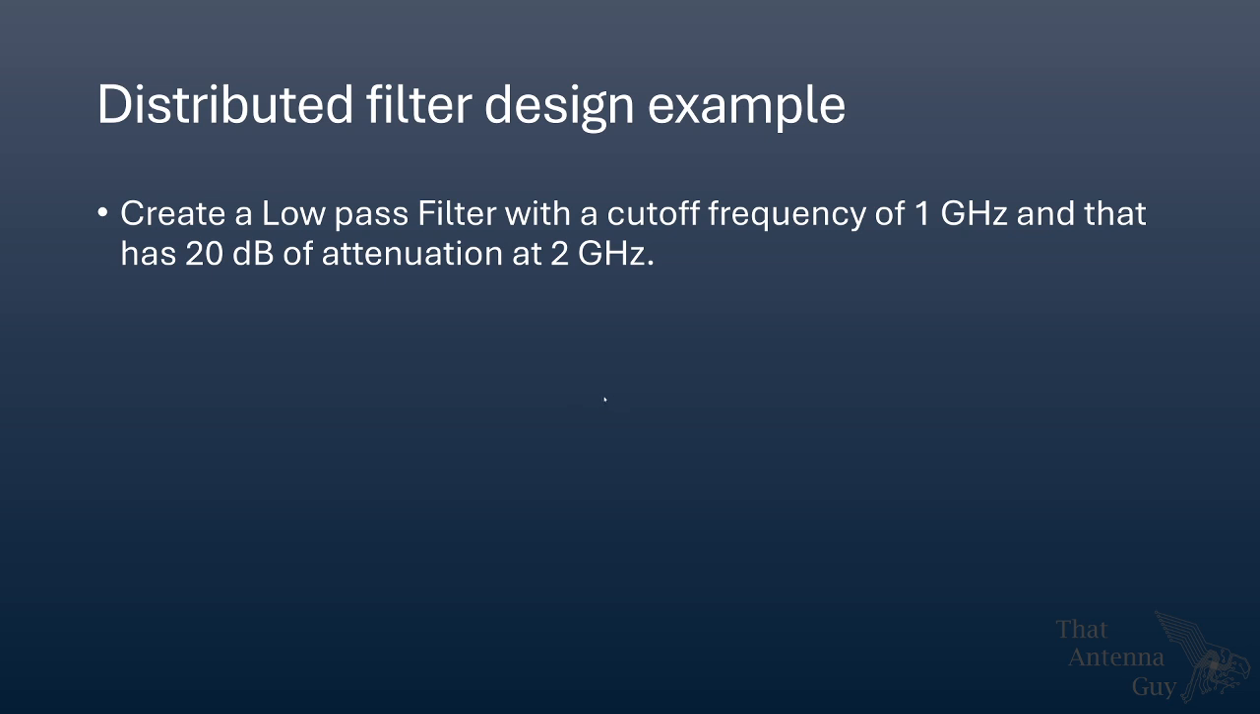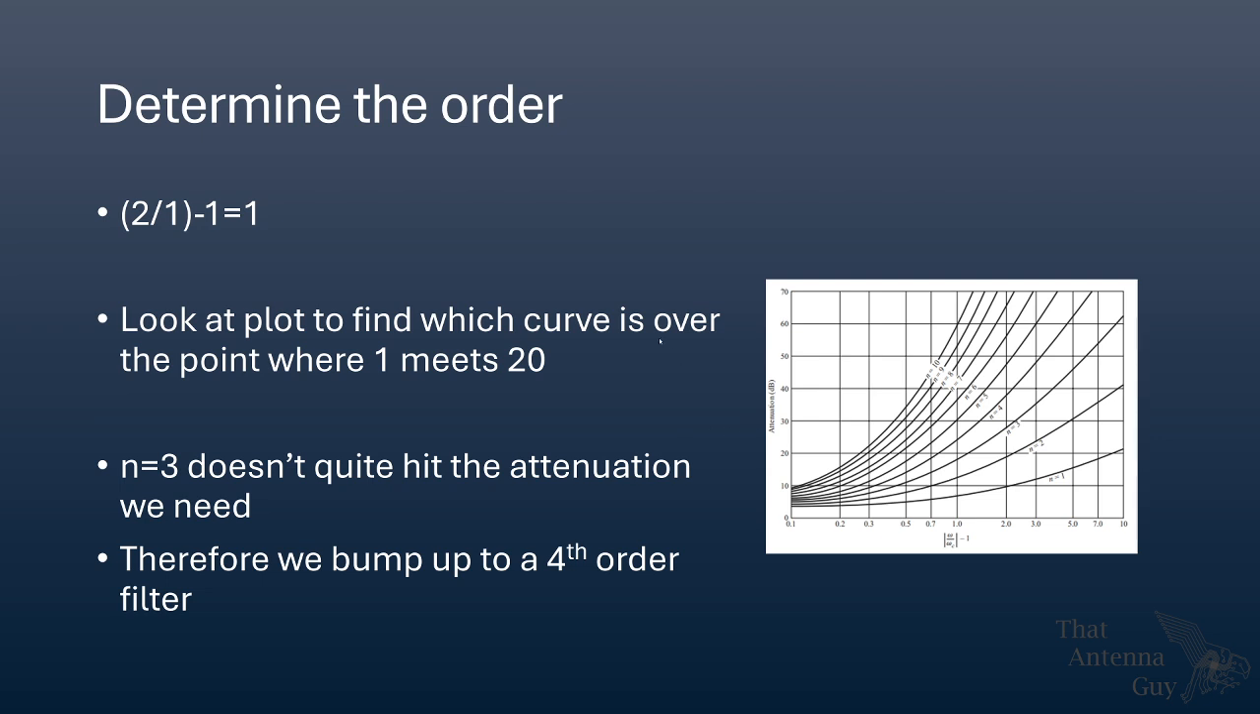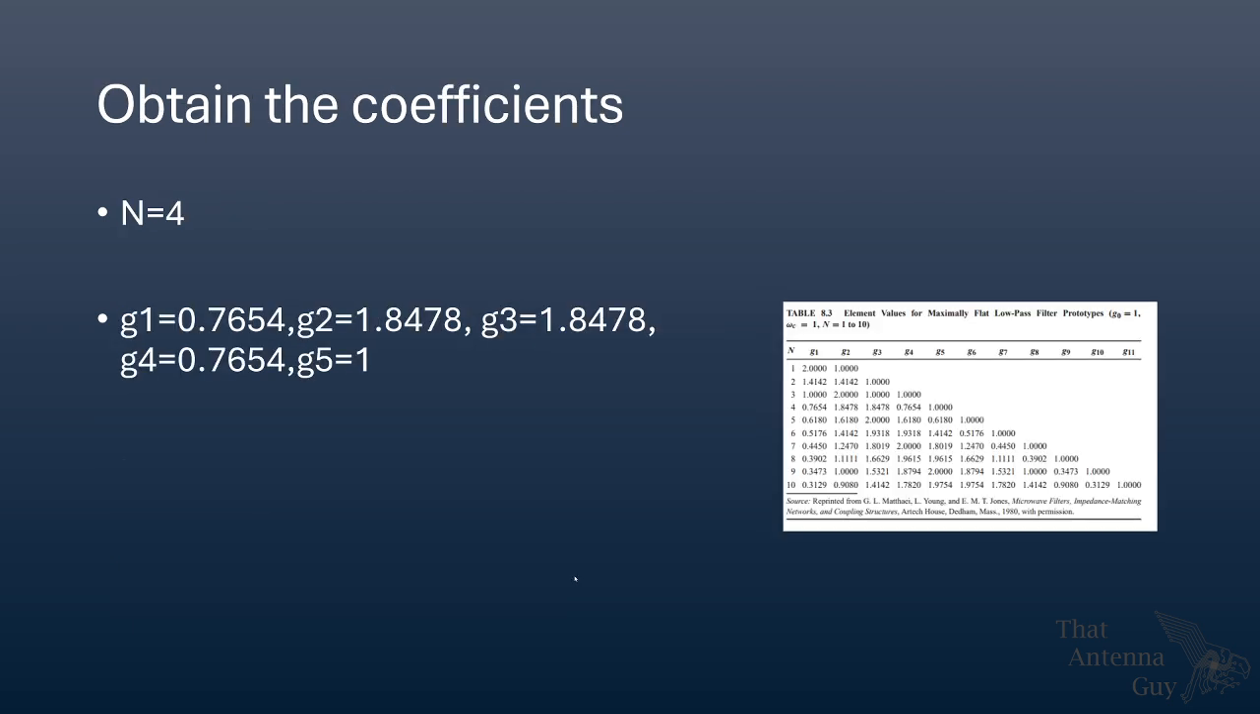So we're going to do a distributed filter design example using the same example we used last week, except instead of using the lumped elements, we're going to use the stepped impedance design. So we're going to create a low pass filter with a cutoff frequency at 1 gigahertz that has attenuation of 20 dB at 2 gigahertz. We go through the same process we went through last week, and we decided to design a Butterworth. So we grab the Butterworth table, and we say that it has to be a fourth order to meet those design requirements. Once we know it's a fourth order, we look at the table from the book, and we grab our G values.